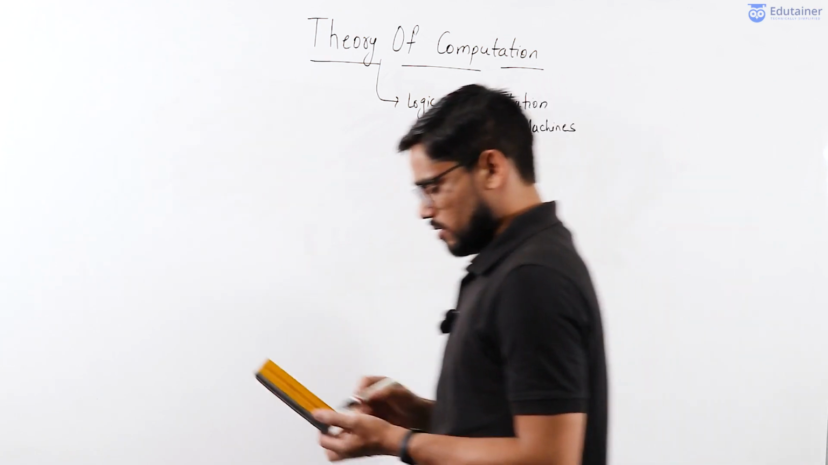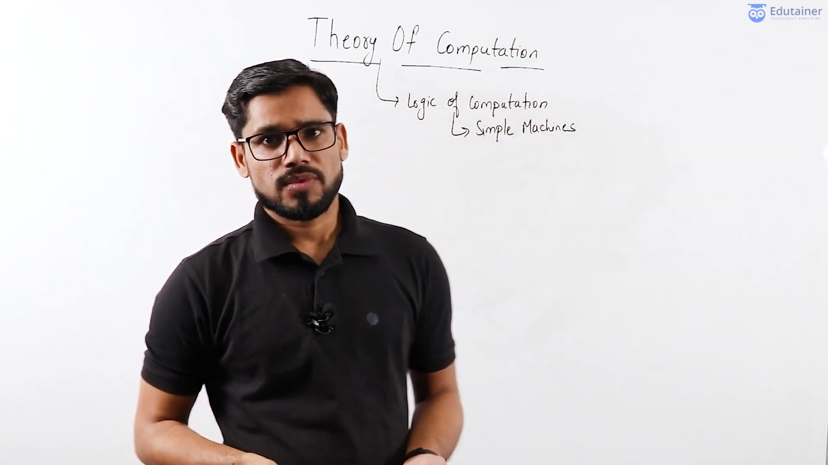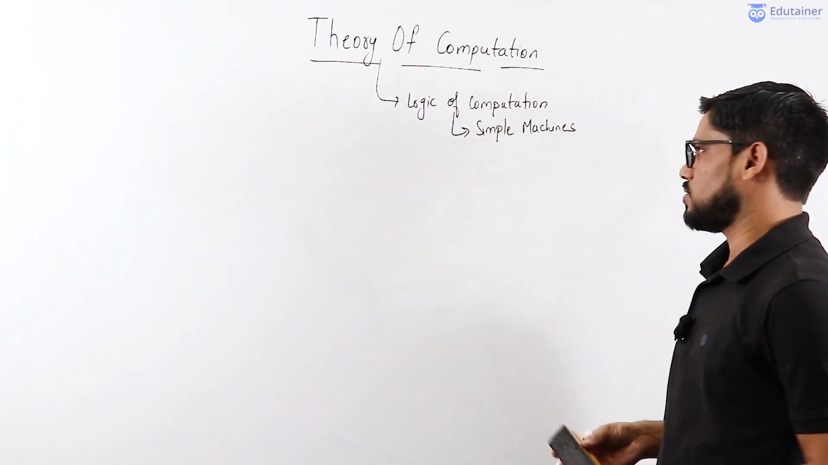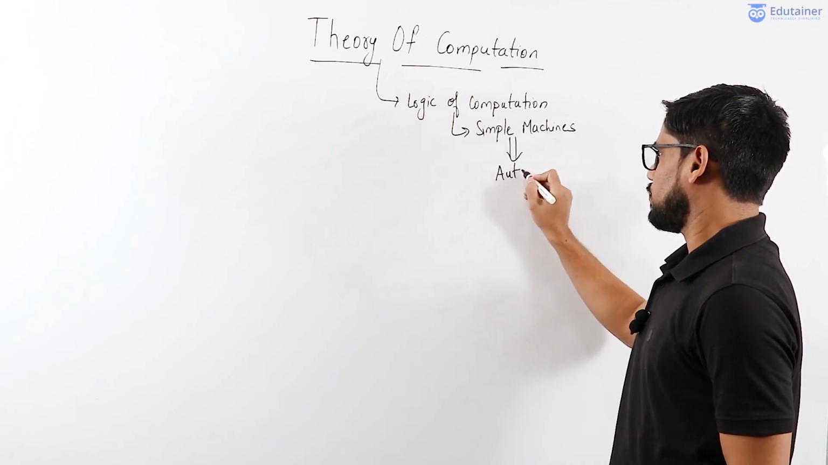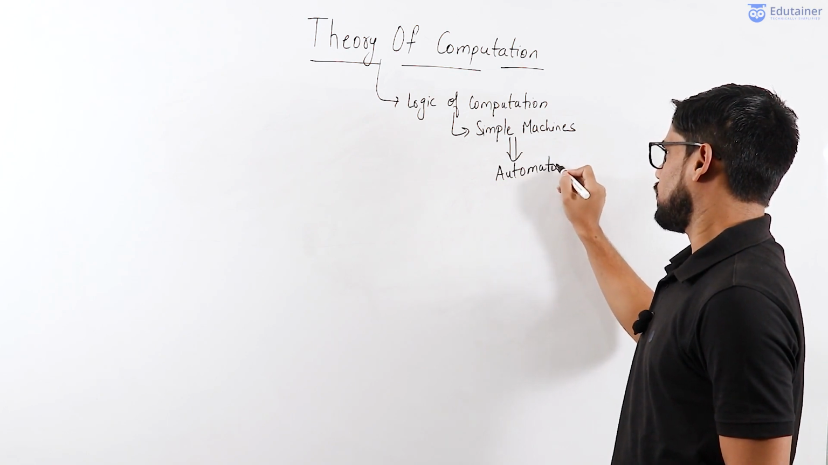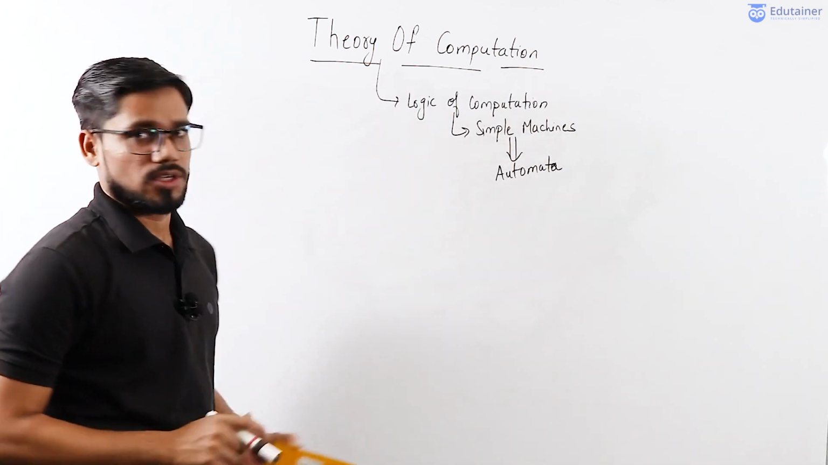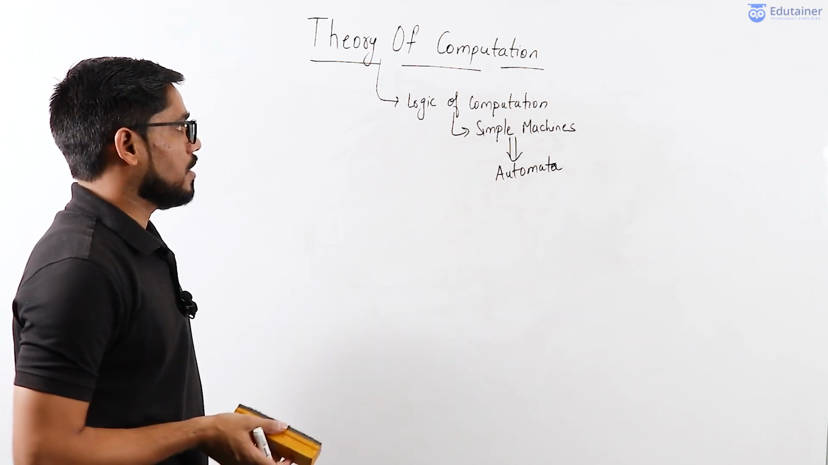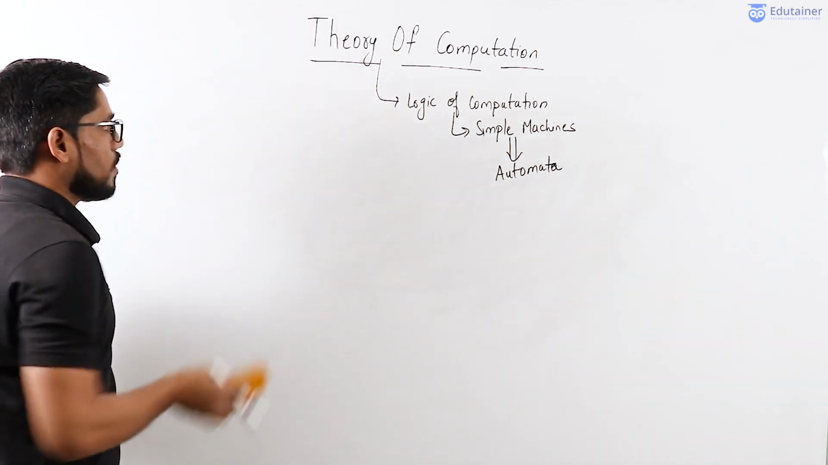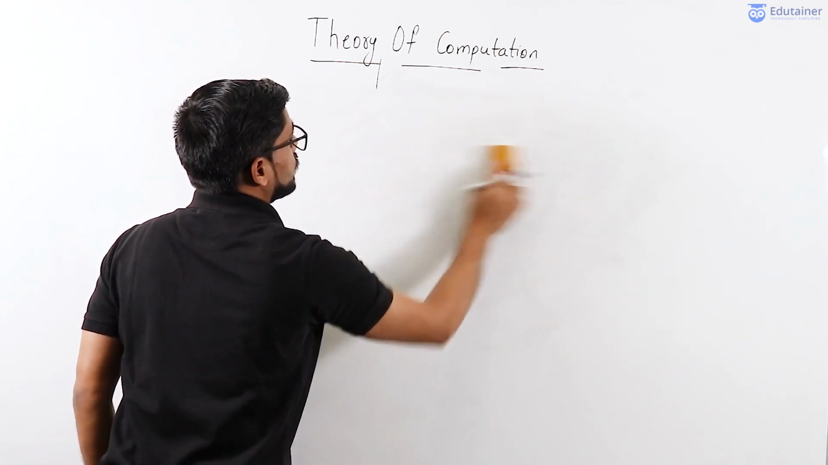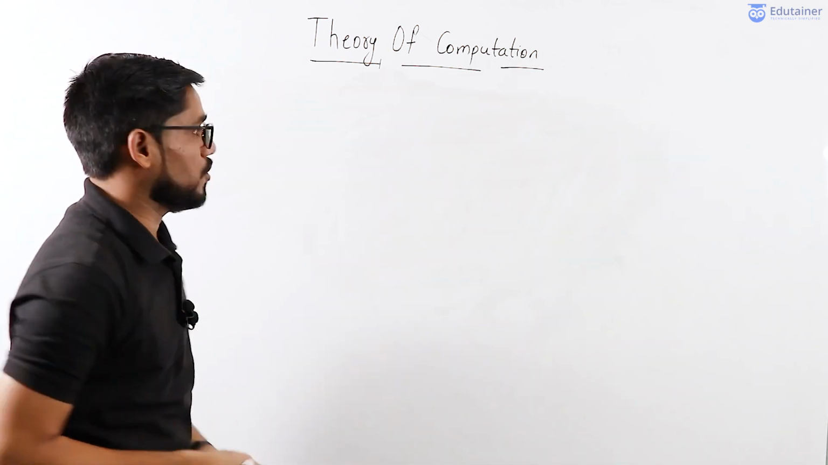So what I mean to say is, if you have some logic and you want to implement this logic on some machines, simple machines, then this subject is going to take care of that. And these simple machines are called automata. Automata is a simple machine which requires some logic to implement various tasks, and the theory part we will cover in this particular subject. So I think you understand the importance of the logic of computation behind this theory of computation.